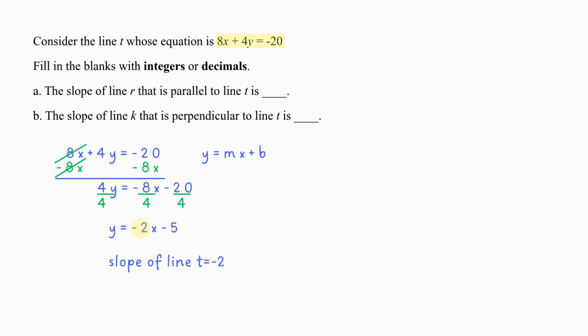Step 2. Solve Part A for parallel line R. Parallel lines always have the exact same slope. Line T has a slope of negative 2. So line R also has a slope of negative 2.